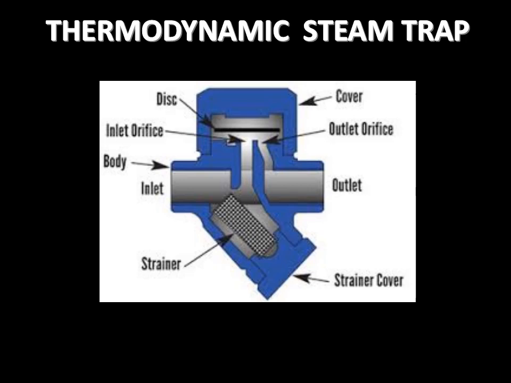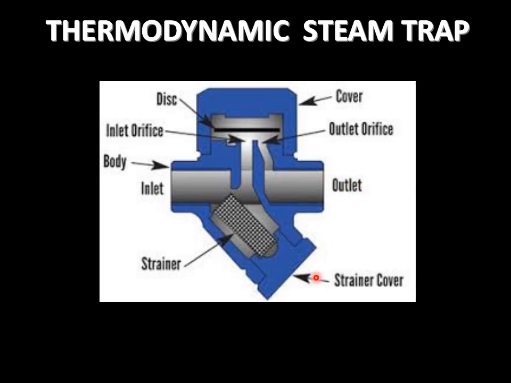Now a thermodynamic steam trap. Now initially this is the inlet, this is a strainer. Through this inlet orifice it moves to the disc, and this is the outlet orifice and this is the outlet port. So the steam condensate enters from this port, travels through this orifice and again exits through this port.